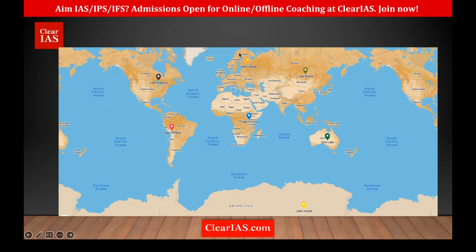Then we have Lake Ladoga. You can see this whole thing is Russia, and this part is Europe. So that means Lake Ladoga is in the European part of Russia. Then we have Lake Baikal, which is a part of Asia. And in Australia, we have Lake Eyre. It is towards the south of Australia. Clear?